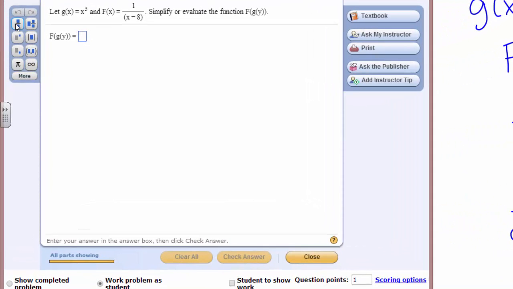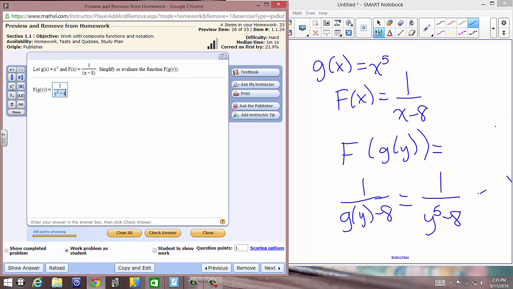So we have a fraction here. Let's use the fraction button in the palette. So we have 1 over, use the tab, y to the fifth, so y will use the exponent to the fifth, although it looks like I made a capital Y by mistake there. So let's try that again. There we go. Y to the 5th. Use the right arrow key to get out of the exponent. Minus 8. And let's check. All right.